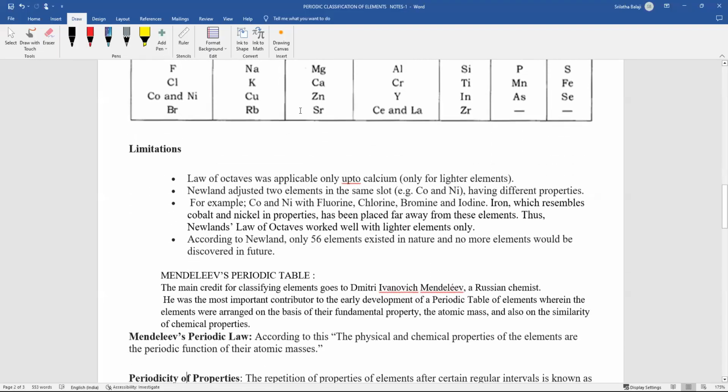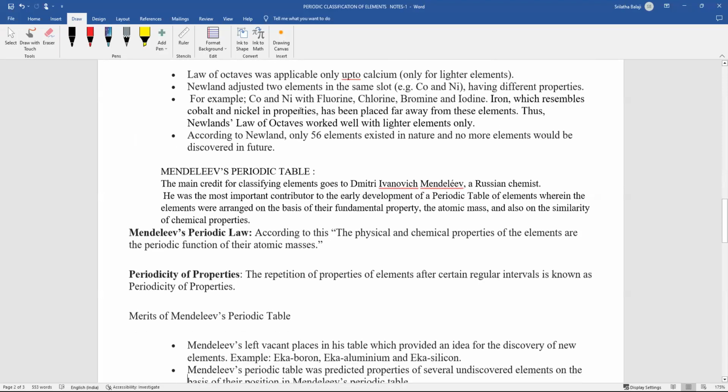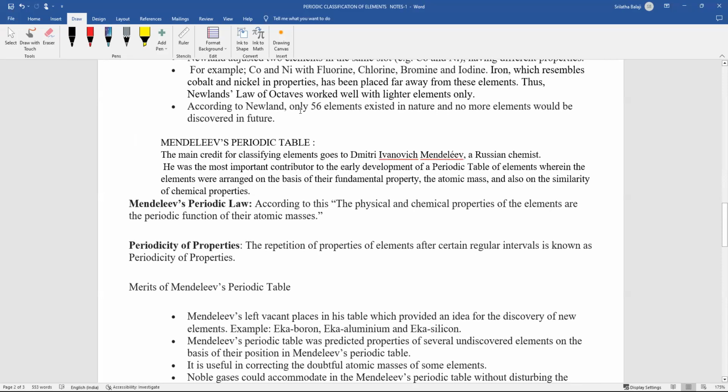So these are the limitations. And next is what we got, Mendeleev's periodic table. This was the first successful periodic table, given as a periodic law. What do you mean by the term periodic? Periodic means anything that repeats at regular intervals. You must have learned this in physics as simple harmonic motion also. We call it a periodic motion, something which is repeating at regular intervals.